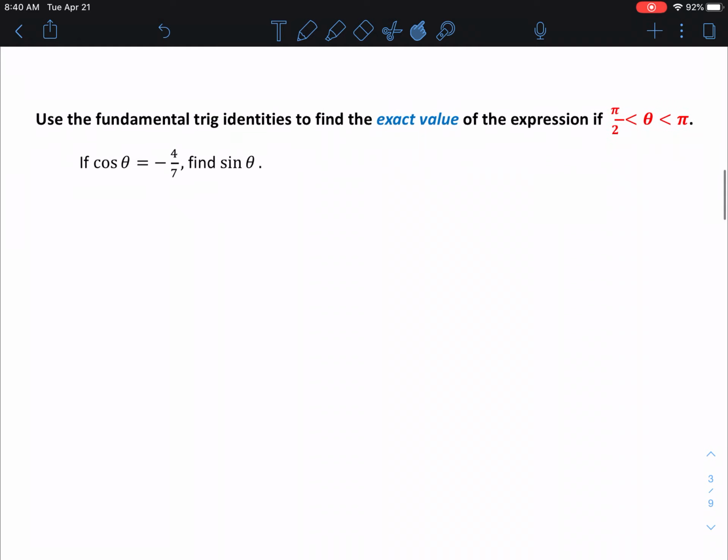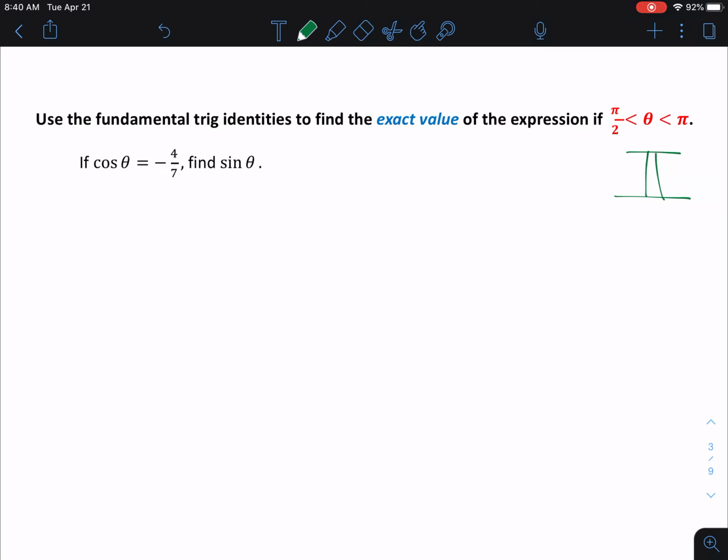It says, use the fundamental trig identities to find the exact value of the expression if pi over 2 is less than theta, which is less than pi. So this is radians, of course. This is just a fancy way of saying that theta is somewhere in quadrant 2. Okay, so we need to keep that in mind when we get our answer.